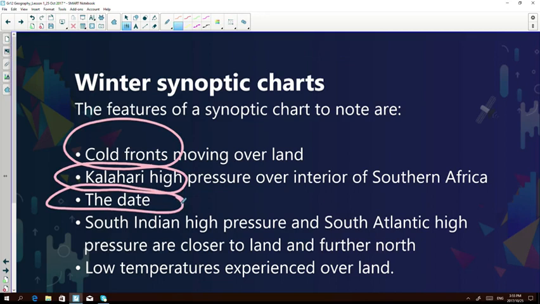And then again, we can go and have a look at our South Indian high pressure system and the South Atlantic high pressure system and the way they migrated during the seasons. Now, obviously, as you know, during winter, if we look at our daily temperatures, we will expect that we experience quite low temperatures, cool conditions. Now, let's go and have a look at the synoptic chart.